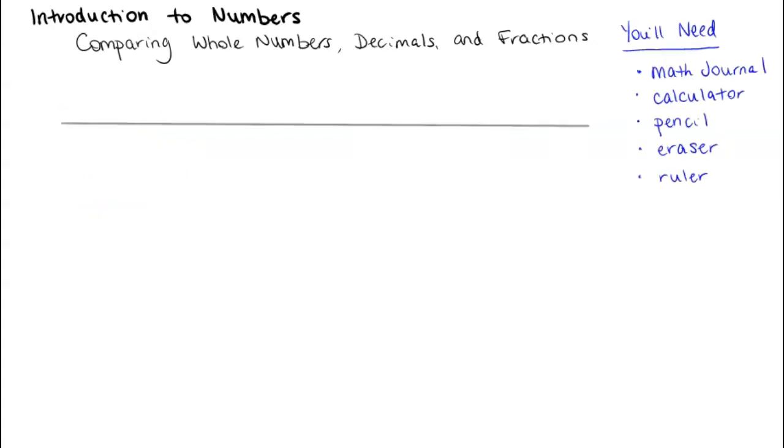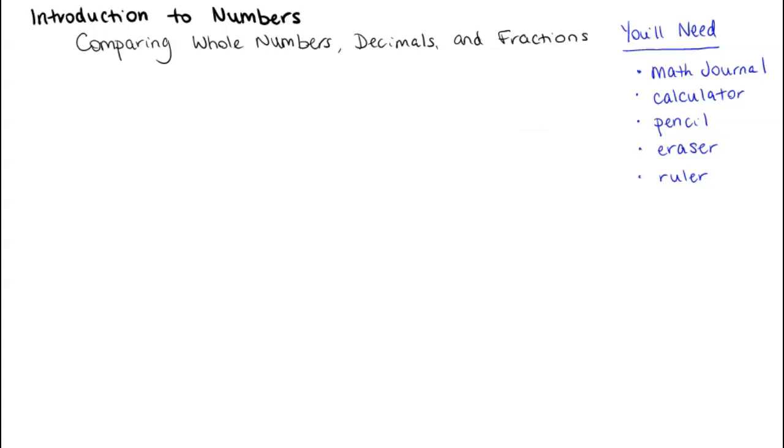First thing you're going to do in your math journal is you're going to write this title. You're going to write Introduction to Numbers, comparing whole numbers, decimals, and fractions. Now when you're completing these video lessons, you can pause them at any time. So if you need to pause to write something down or to think about something, feel free to do so.